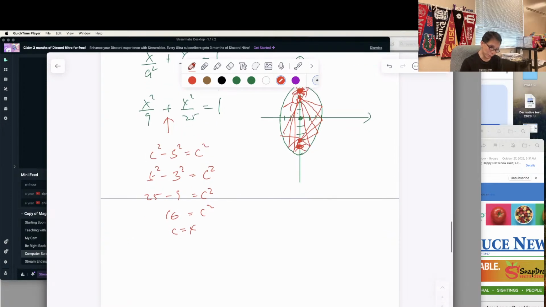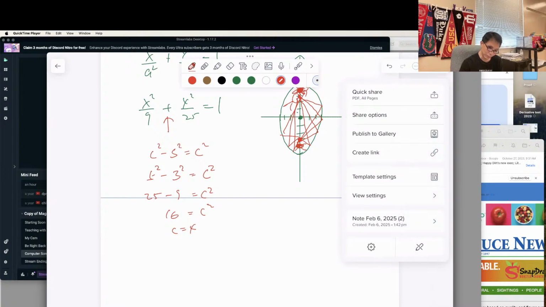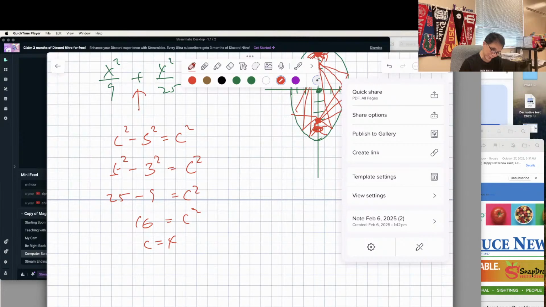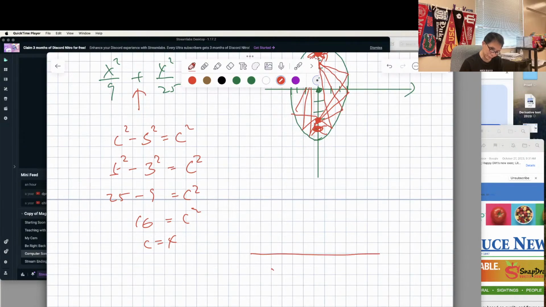Okay, so if you ever have an ellipse like that, let's draw a sideways one. Can you tell me the equation of this ellipse? What will be the equation of this ellipse?